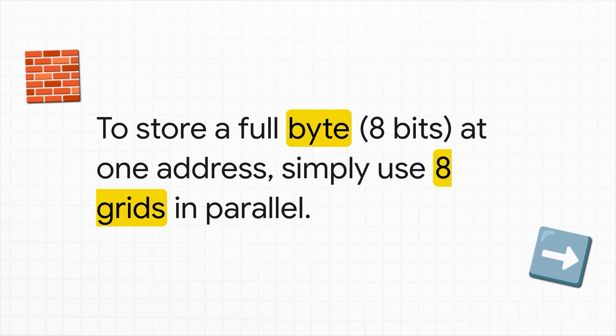Okay, so we can pick one bit, but usually we work with bytes, right? We want all 8 bits at once. So how do we do that? It's simple, really. We just stack our grids. We use 8 of these grids in parallel, 1 for each bit. When the computer calls out a single address, it's actually activating the same row and column on all 8 grids at the exact same time, letting it read or write a full byte all at once.